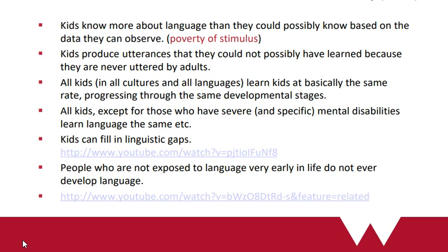They can fill in linguistic gaps, so if they're given something like the wug, they can say that it's wugs. And, crucially, and we know this, children who are not exposed to language very early in life sometimes don't ever develop language. Now, we can expand on this, and we will expand on this in the forums. I will post some information about this, because it's crucial, and it links back to what Hockett said about language being socialised, that we have to learn it through socialisation.